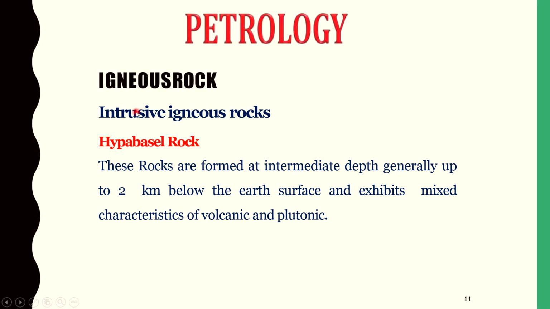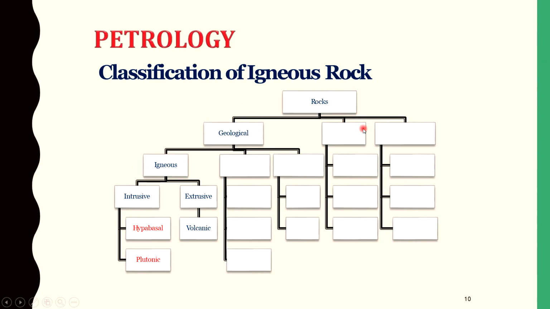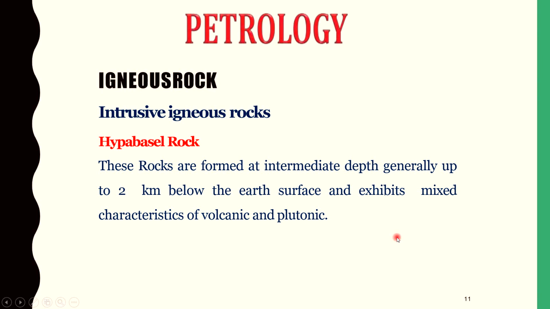Igneous rocks. In igneous rocks, the first is a geological classification: igneous rock. In igneous rock there is intrusive, and in intrusive we are seeing hyperbasalt. So these rocks are formed at intermediate depth, generally up to 2 km below the earth's surface, and exhibit mixed characteristics of volcanic and plutonic.